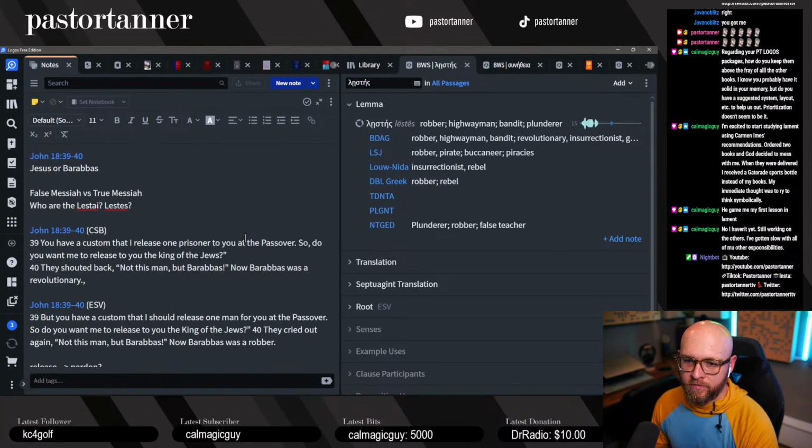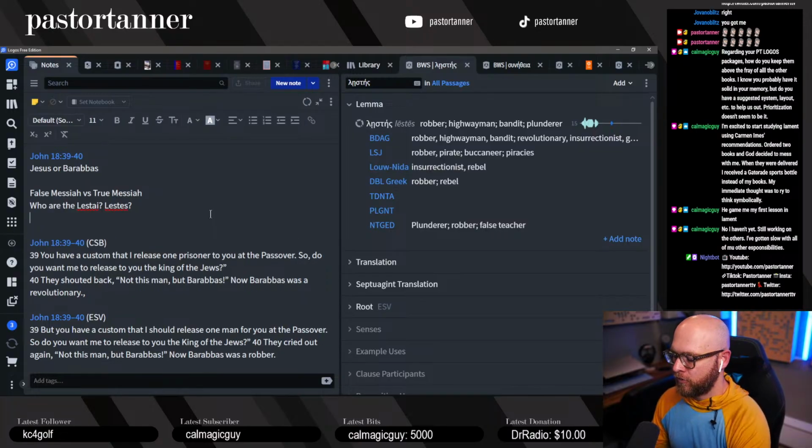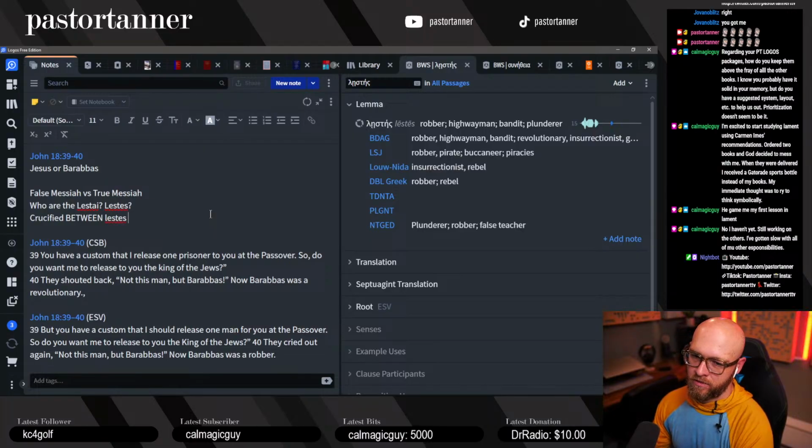So, crucified between lestes. So there's a lot here in terms of Jesus being compared to lestes and it being a false comparison.